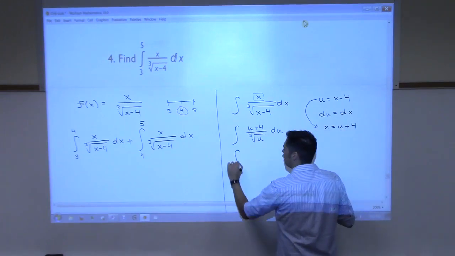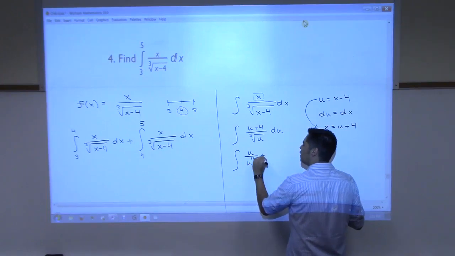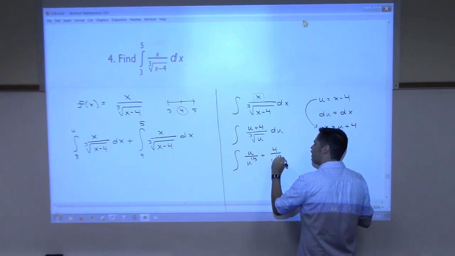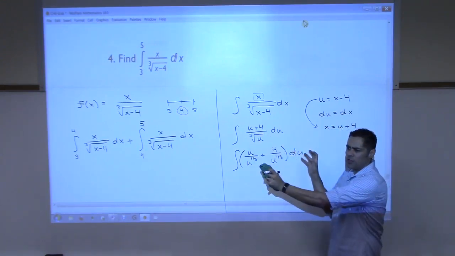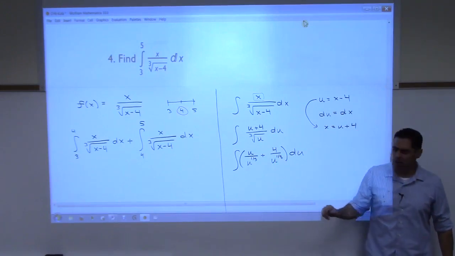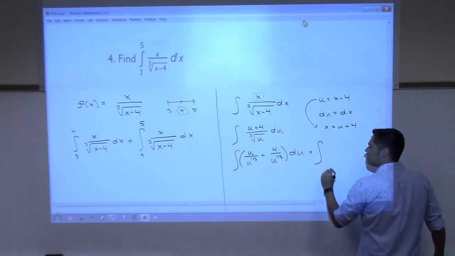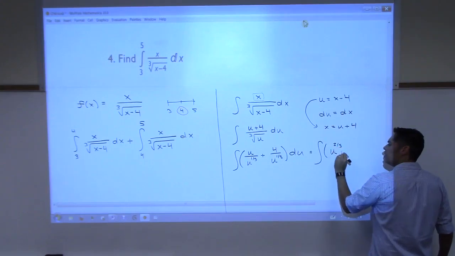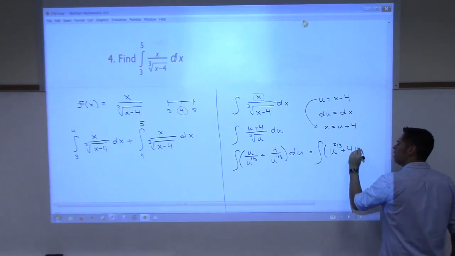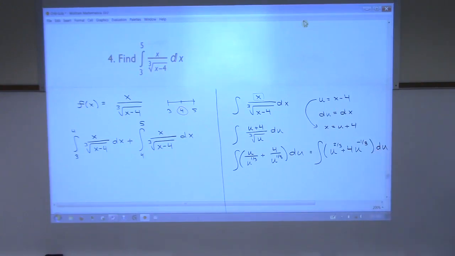Different ways you can do this. I'm going to do it this way. I'm going to write u over u to the 1/3 plus 4 over u to the 1/3. Since I've got two terms up here and one down here, I can split into two fractions. Cube root of u is u to the 1/3. So you see that? And then now I'm just going to take each of those and clean them up, a little bit of algebra here. u to the 2/3 plus 4u to the negative 1/3 du.